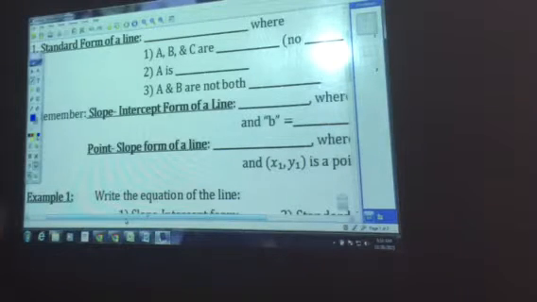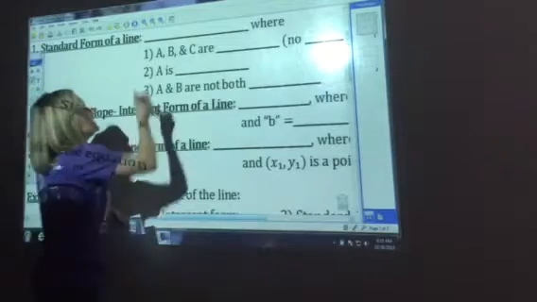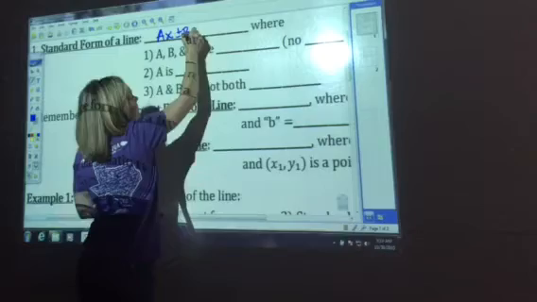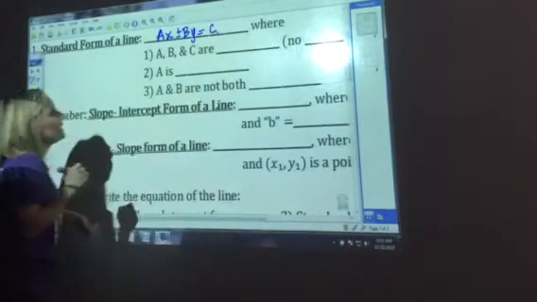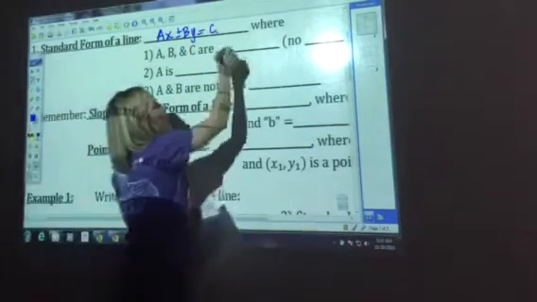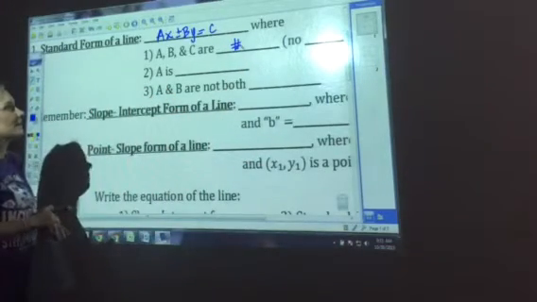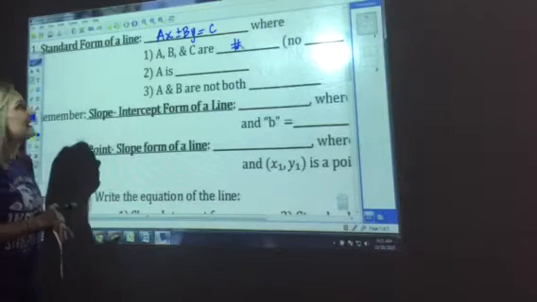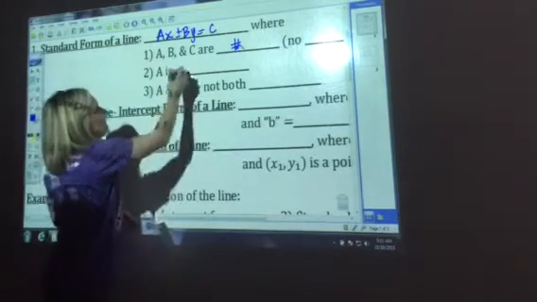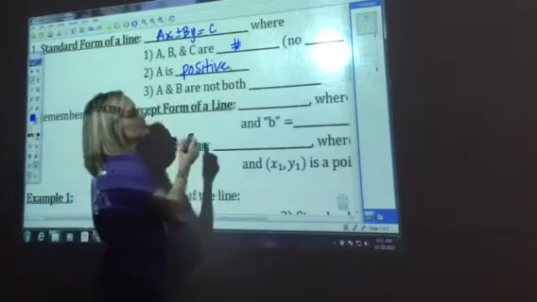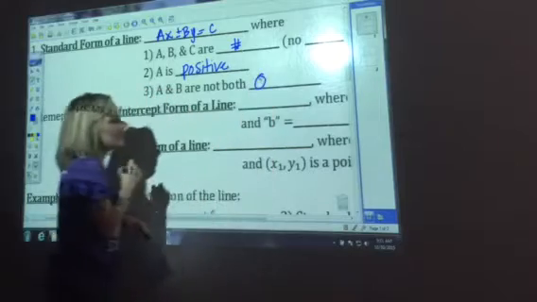Okay, so today we're going to finish up writing equations of lines. The only new form that we're going to talk about today is standard form. Standard form is written as ax plus or minus by is equal to c, where a, b, and c are actual numbers. They're whole numbers, there are not going to be fractions. A is going to be positive, and A and B cannot both be 0.